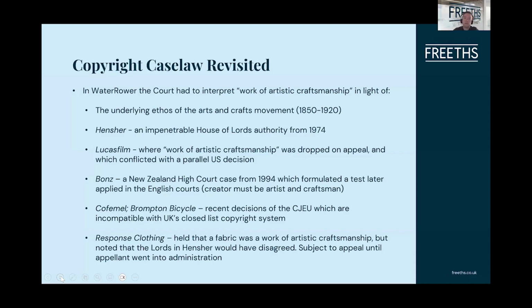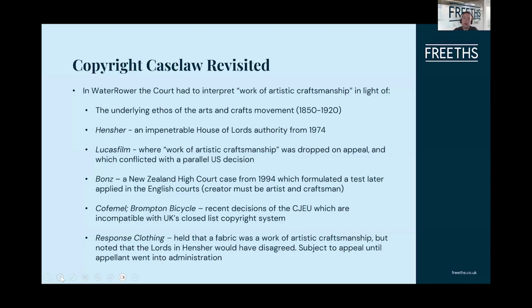And then Cofemel and Brompton Bicycle, which are CJEU decisions, which are effectively incompatible with the UK's closed list copyright system, because in those cases, as long as the originality requirements were met, you got copyright protection.